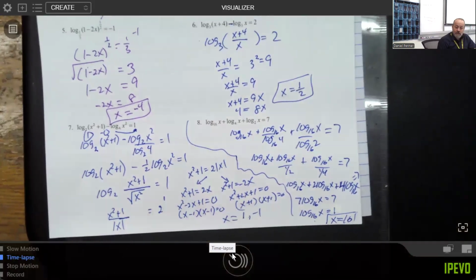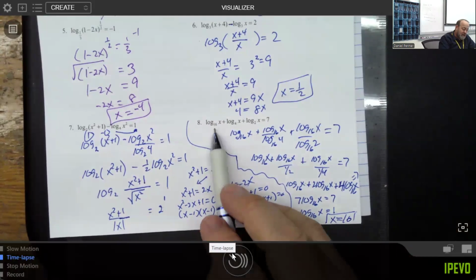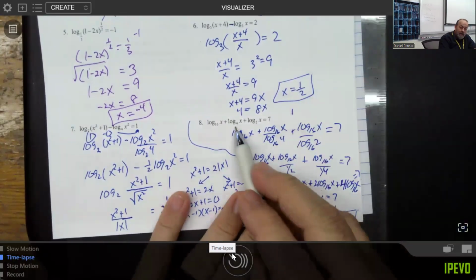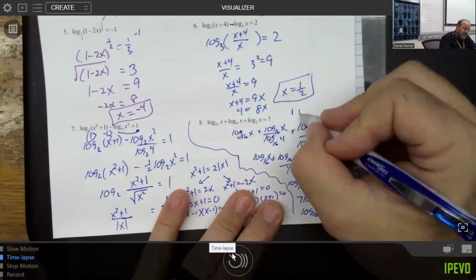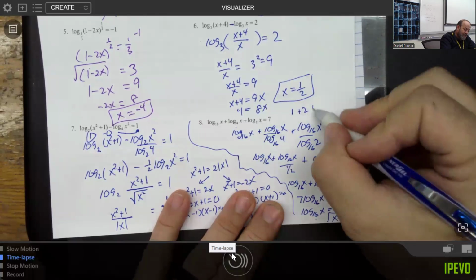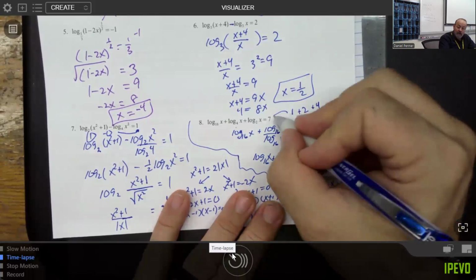Now let's check it out. What is the log base 16 of 16? Well, that would be 1. What is the log base 4 of 16? Well, 4 to the 2 power is 16. And the log base 2 of 16 is 4 because 2 to the 4th power is 16. And 1 plus 2 plus 4 is 7.